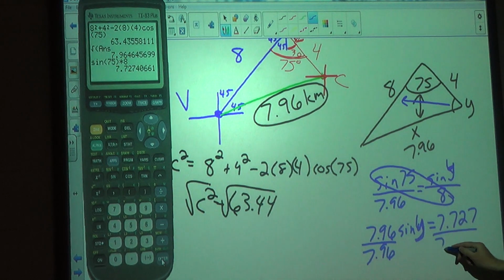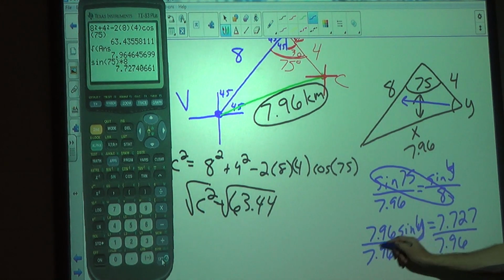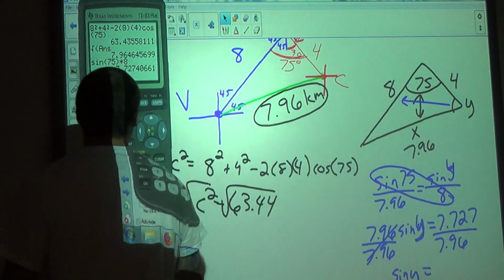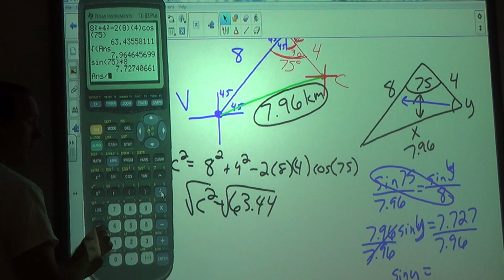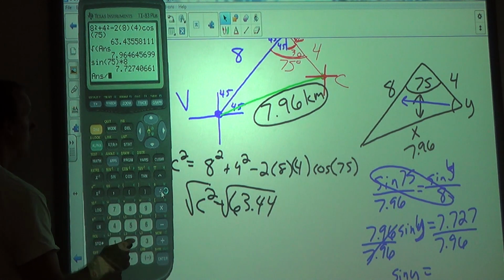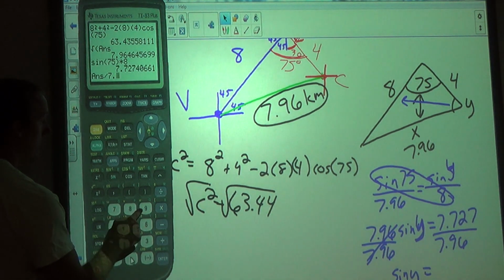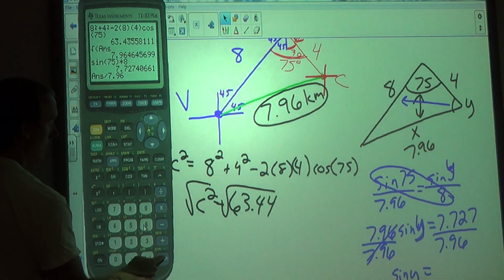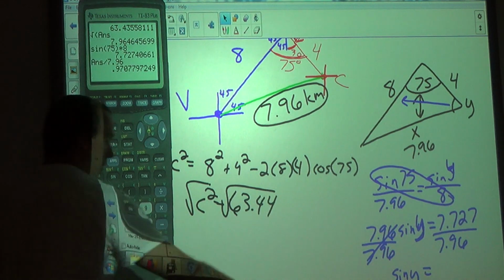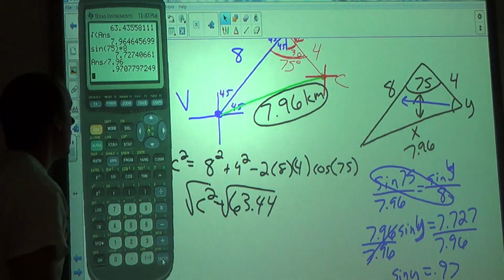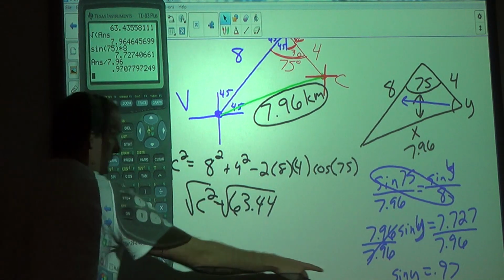Again, we've done all these already, so that's why I'm going through it pretty quick. Okay, we should know how to solve using the law of sines. We take 7.72 divided by 7.96, sorry. Okay, and you get that decimal. Okay, so 0.97. And then you take that, and how do we always find the angle?